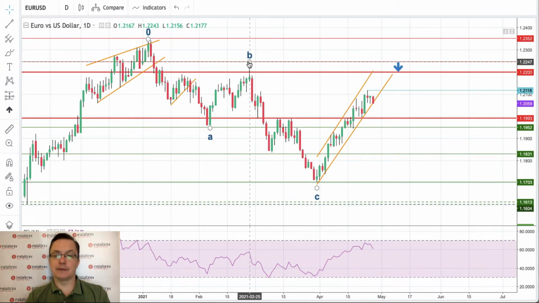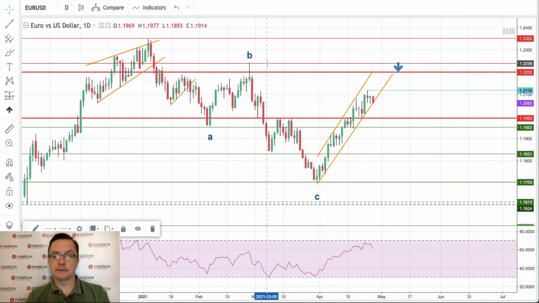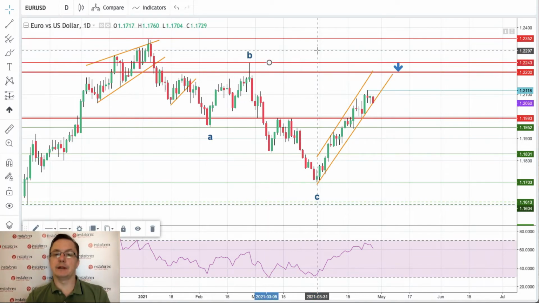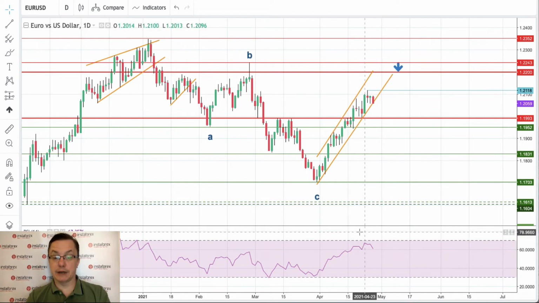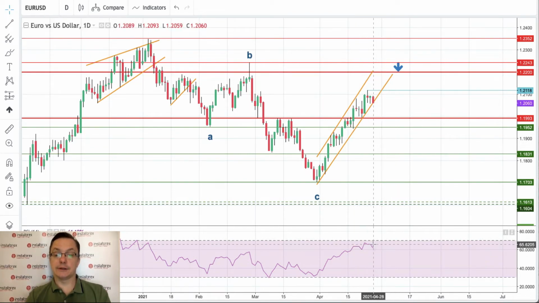47, which is the high of the wave B here. So those two levels are kind of important in the short term on the EUR/USD. Please notice we are trading just below the extremely overbought market condition.